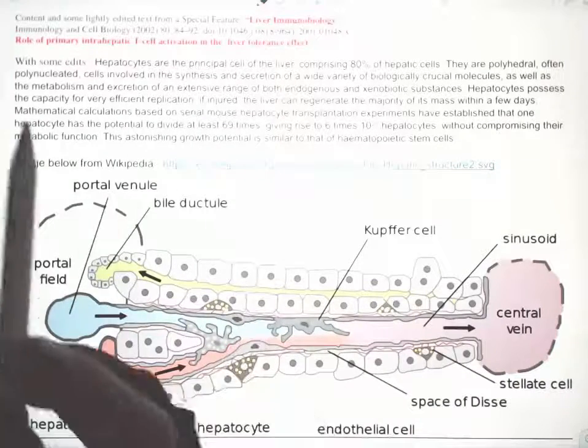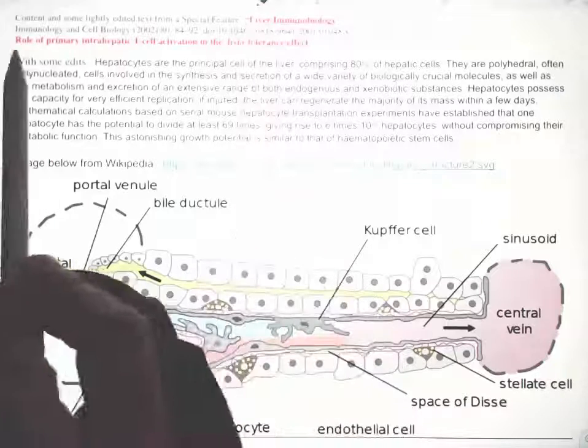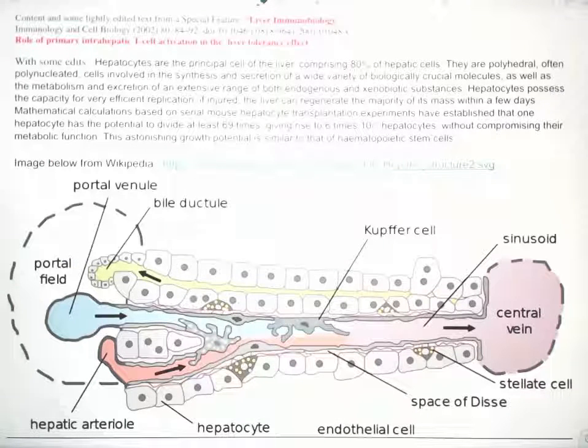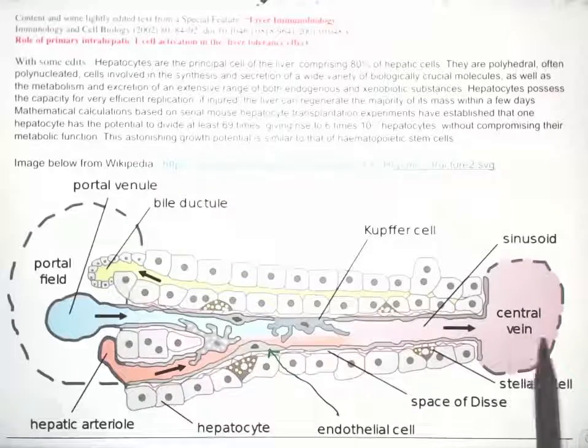This image shows a little more information. It's from a special feature on liver immunobiology, and I have some text here that I've taken and edited out of that article. It talks some about regeneration of the liver and its amazing capacity to regenerate if it's not been too badly damaged. Here are the structures I talked about: portal venule, arteriole, the blood coming together, the Kupffer cells that are part of the immune system, the space of Disse, the endothelial cells here, the bile moving in the opposite direction, and the central vein.